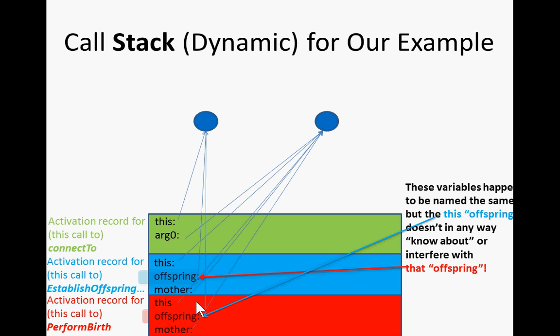The reason mother is matter in the blue and the red is just local variables? Yep, that's right. And therefore they're put on the stack, or the parameters. Here are the parameters, and so they're put on the stack. Okay. So here, this refers to something, and I'm calling perform birth in somebody, and then I call establish offspring connection based on mother's connection. This refers to something, and this refers to something here, but those thises in no way interfere with each other.